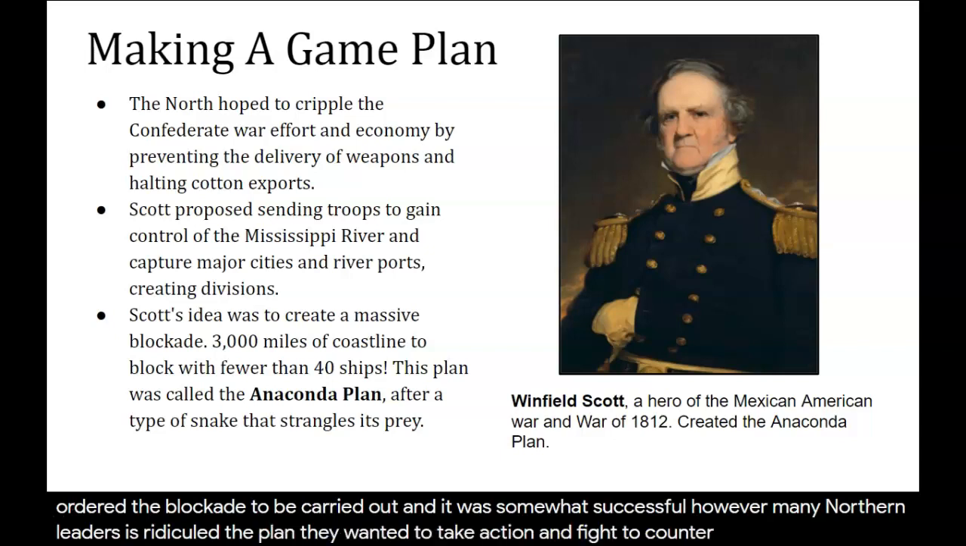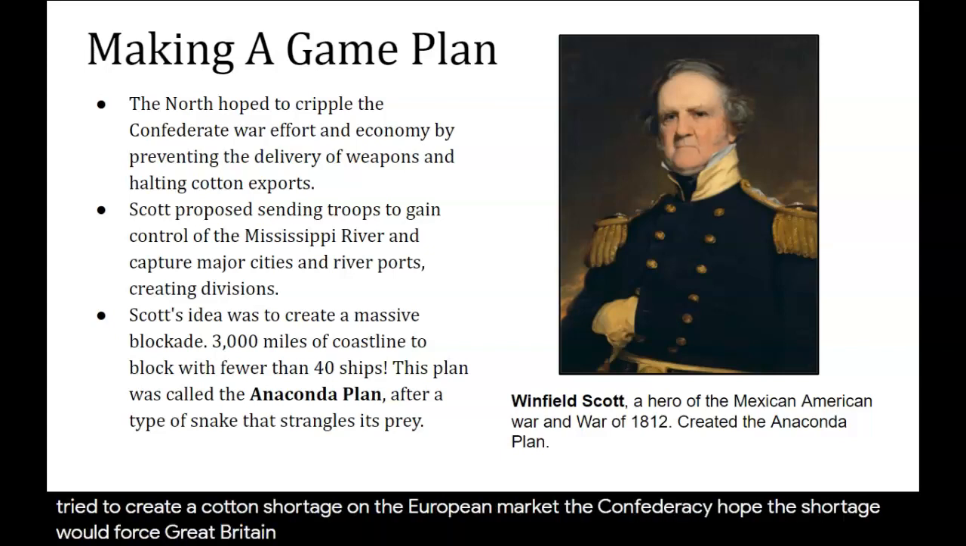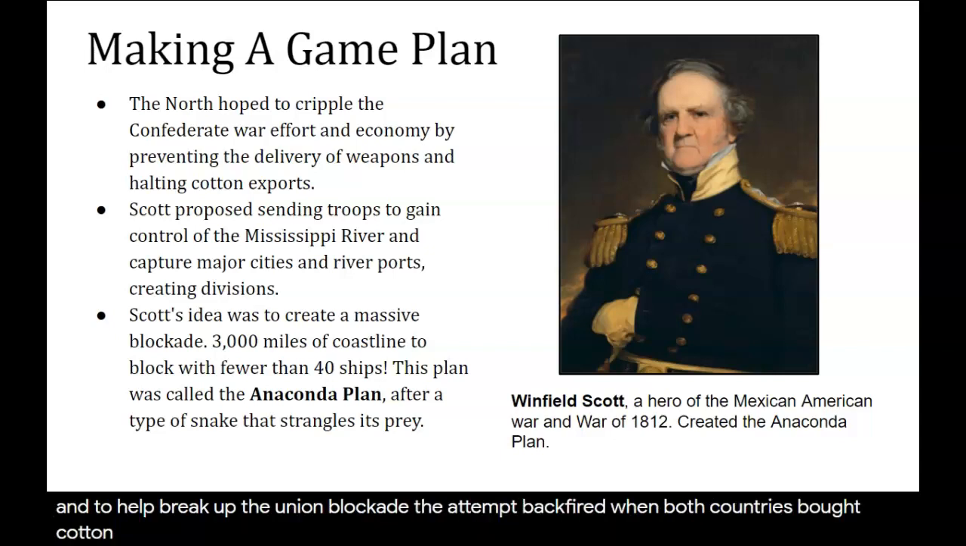To counter the plan, the South tried to create a cotton shortage on the European market. The Confederacy hoped the shortage would force Great Britain and France, 2 major cotton consumers, to join the Confederate cause and to help break up the Union blockade. The attempt backfired when both countries bought cotton from Egypt and India instead.